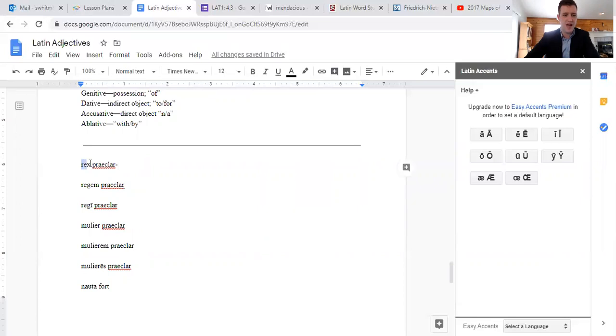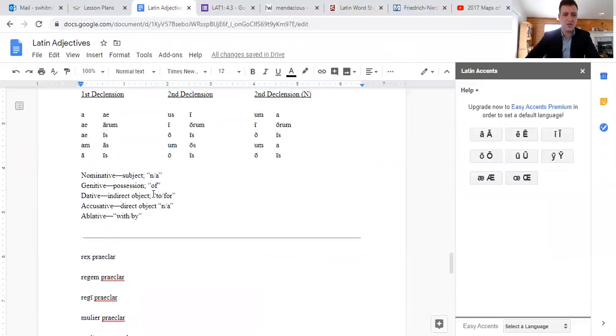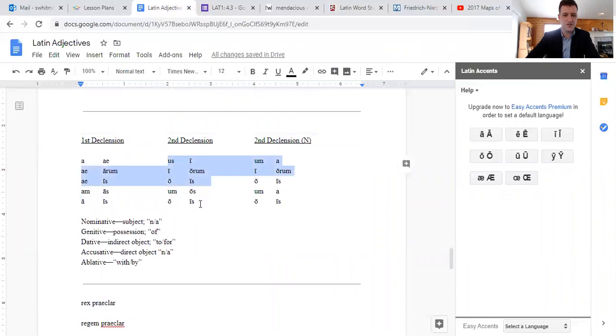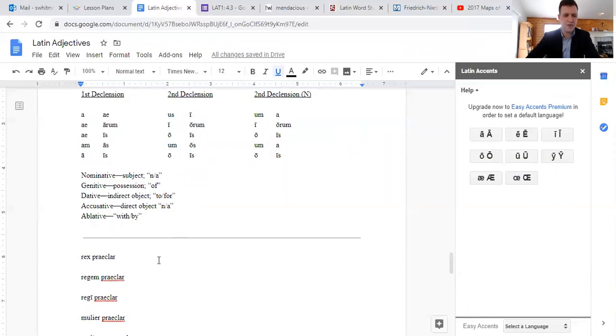I'm going to start by IDing rex. Rex is nominative, singular, masculine, third declension. So we need, again, this is a first, second declension adjective, which means for masculine forms of the adjective, we're going to use second declension endings, these ones in the middle here. And we want nominative singular. So it's rex praeclarus. And we can translate that as the famous king.